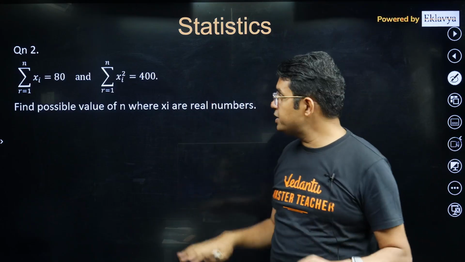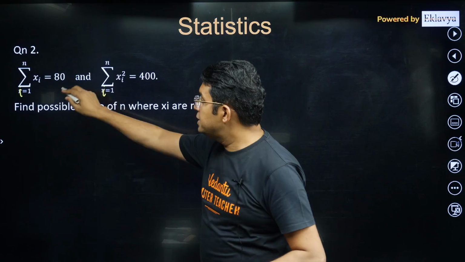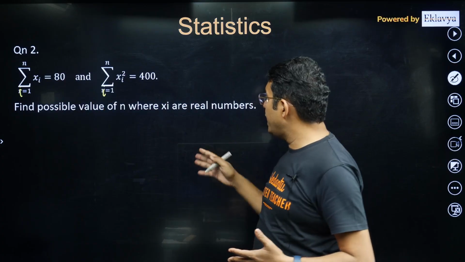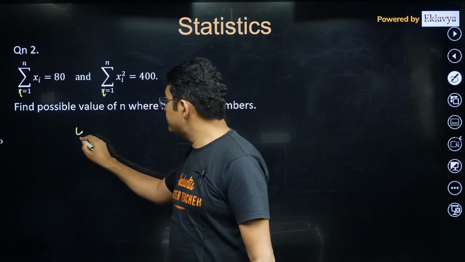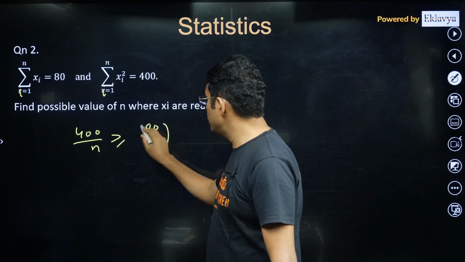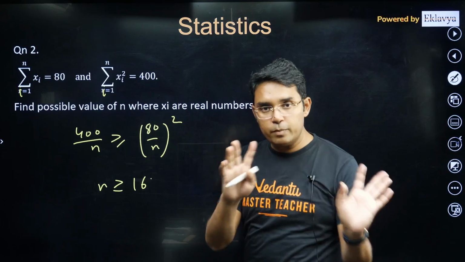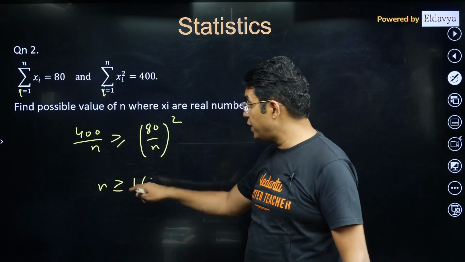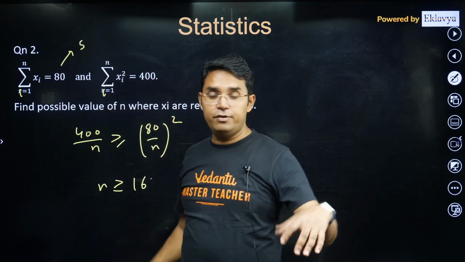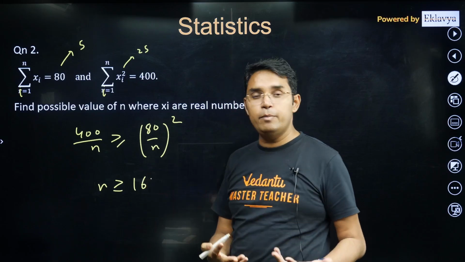Now, based on that, I have taken one question. Suppose you are given this data set, xi, where the summation of xi is 80 and the summation of xi square is 400. We have to find the possible values of n where all xi's are real numbers. So in this case, as I told you, 400 upon n should be greater than or equal to (80 upon n) whole square. That's it. Now you can check, this n comes out to be greater than or equal to 16. So the value of n cannot be less than 16. It has to be 16 or 17 or 18. In fact, it will be 16 if all the data are the same. You can check. If it is 16, then every data will be 5, 5, 5, 5 each. So 5 into 16 is 80. In this case, this will become 25, 25, 16 times. So it will become 400.